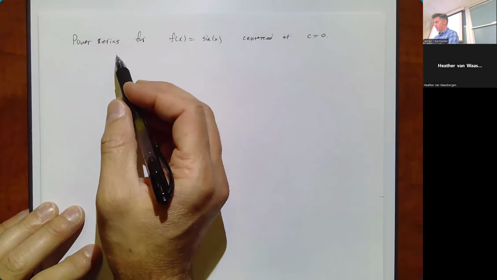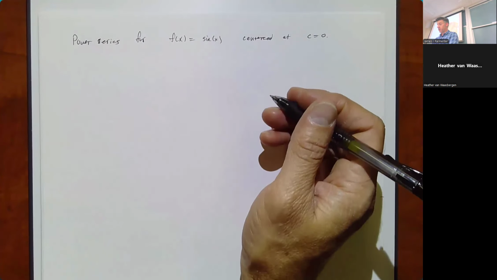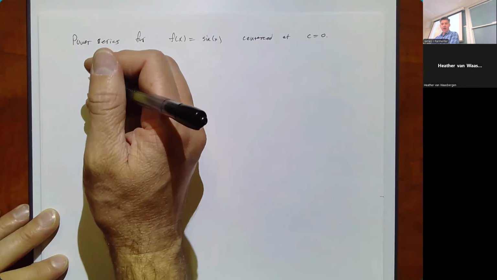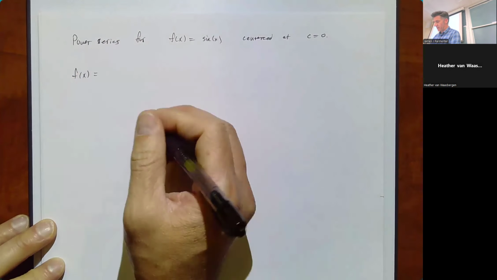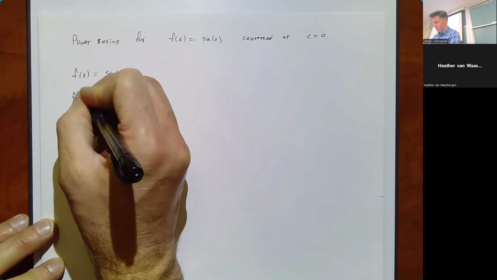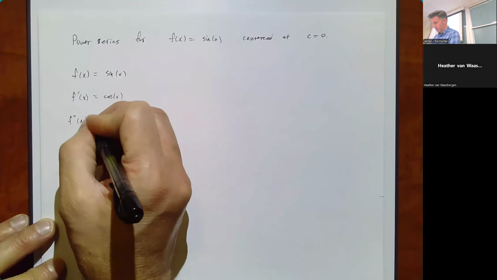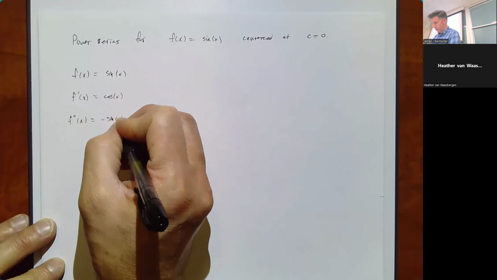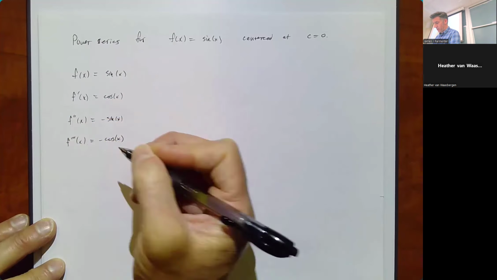So, power series for f of x equals sine of x centered at c equals 0, and we will also find the radius of convergence. So let's start writing down some derivatives, which are not too terrible for sine. So f of x is equal to sine of x. Our first derivative is cosine of x. Our second derivative is negative sine of x. Our third derivative is negative cosine of x. And then things just start repeating.